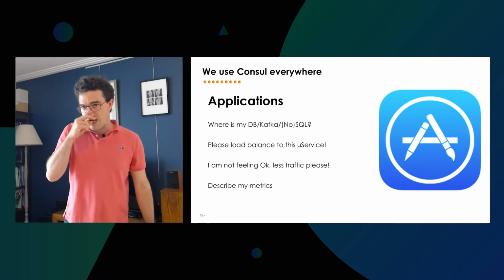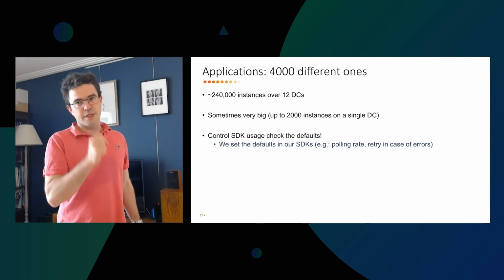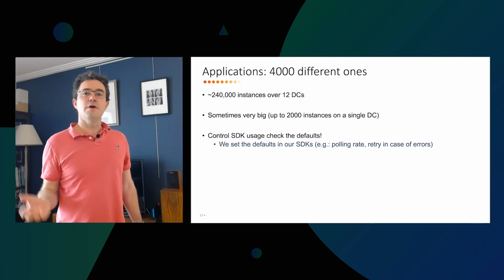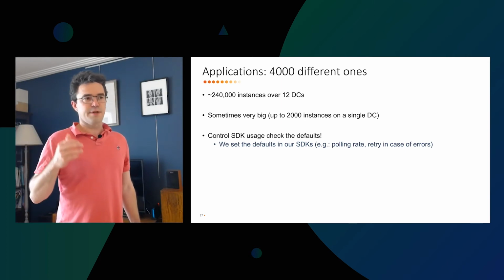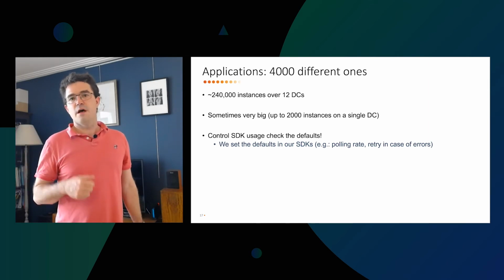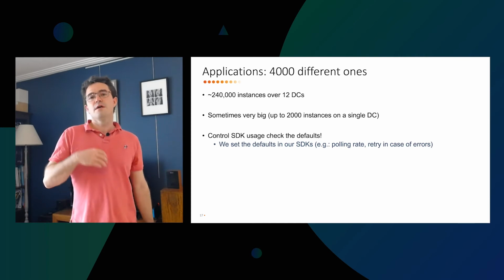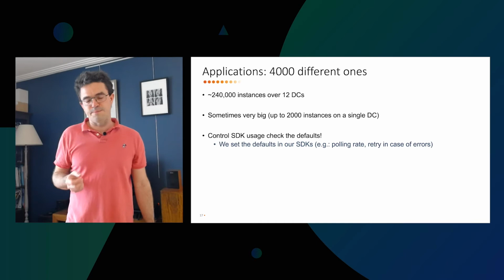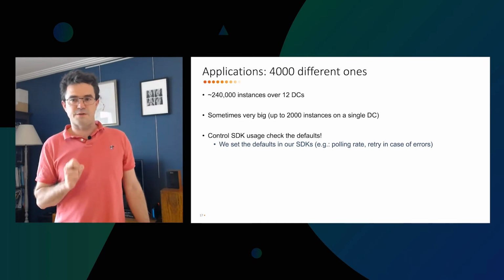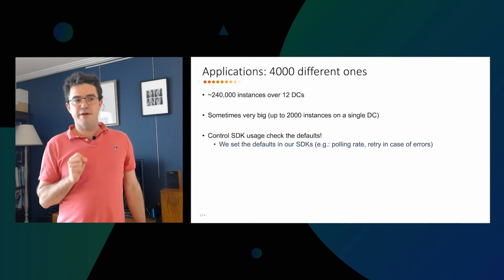So, in our case, we've got more than 4,000 different applications. That's around 400,000 instances. And some of these services are very, very large, something like 2,000 instances on a single data center. So the first thing you have to do very carefully is to control specifically how people use your SDK.